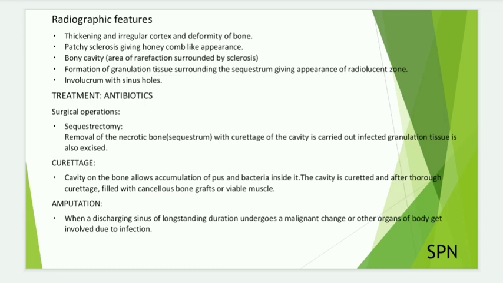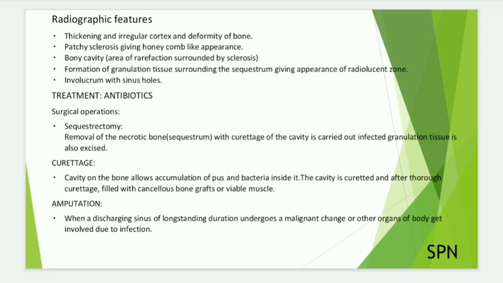Next, treatment for the chronic, you can use antibiotics. For surgical operations, you can use sequestrectomy, that is removal of the necrotic bone with curettage of the cavity, and the infected granulation tissue is also removed. And what is curettage? It is nothing but your cavity on the bone which allows the accumulation of the pus and bacteria inside, and the cavity is curettaged, that is it is removed, and after the curettage filled with cancellous bone grafts or viable muscle.